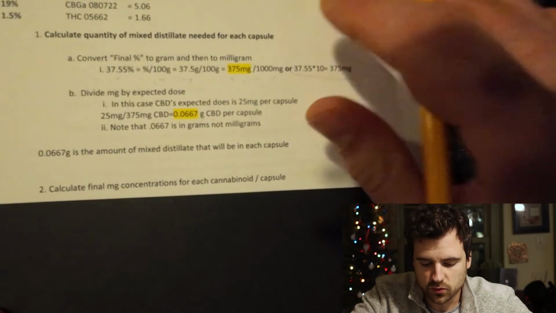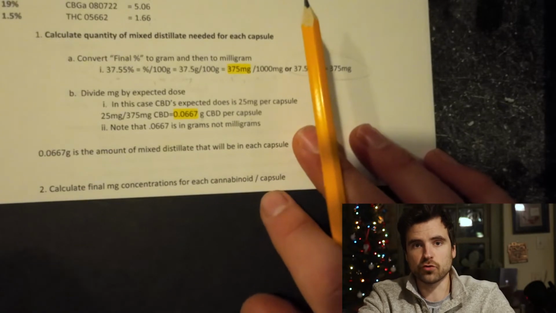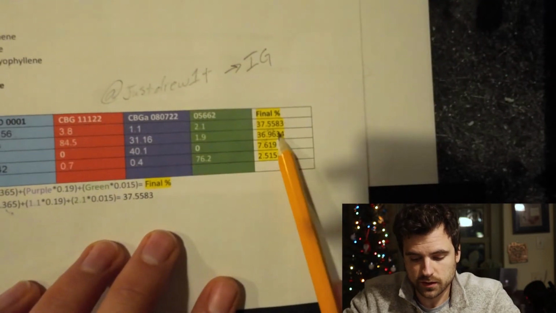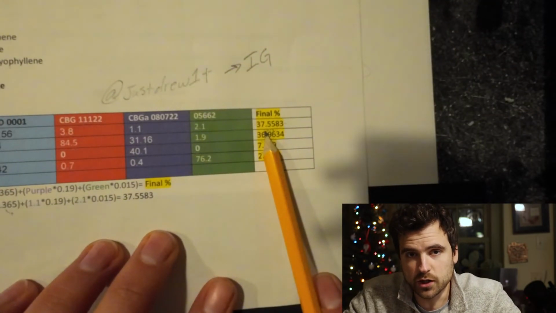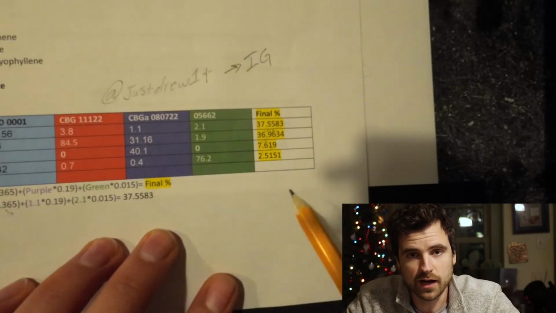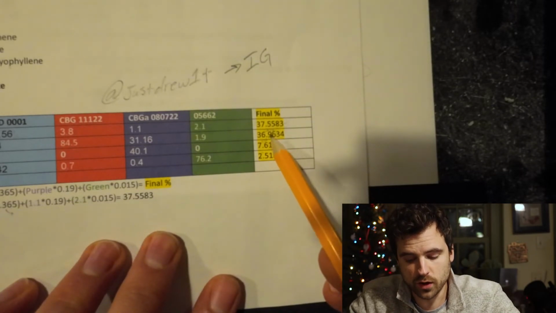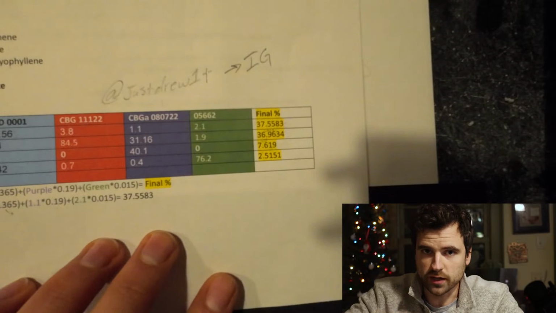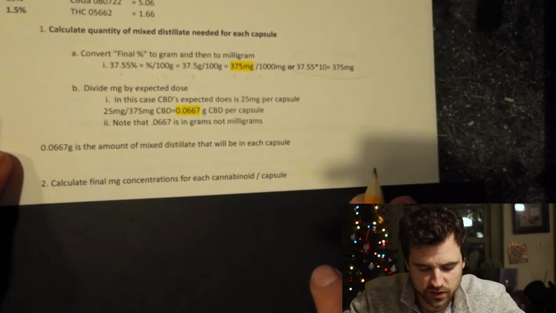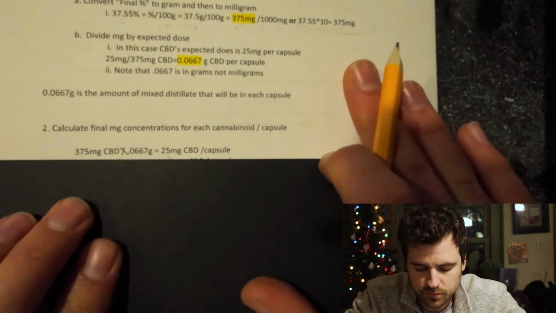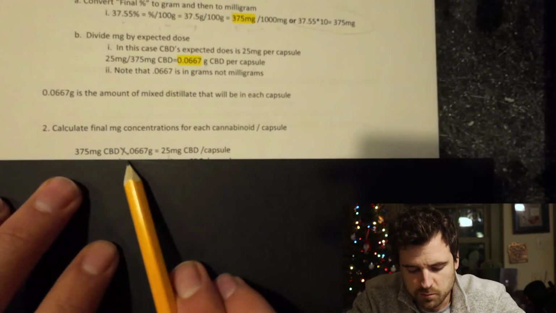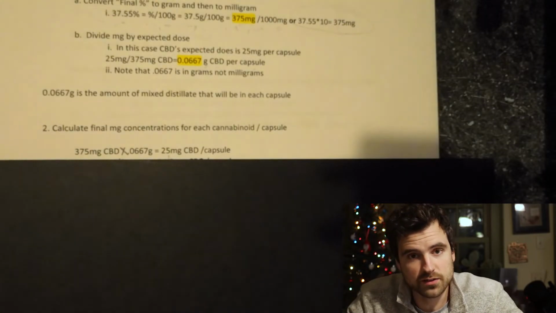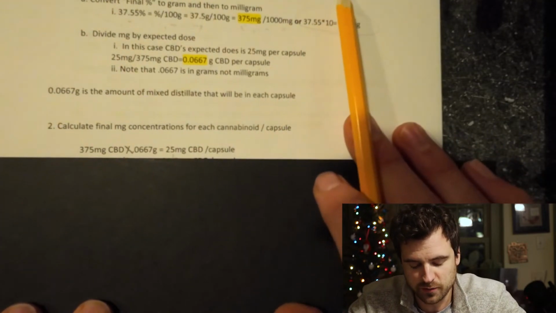Okay, so we need to calculate that for the rest of them. And here's where you're going to do your trial and error, right? So you'll know the CBD will be correct no matter what. You're dividing by 25. Your CBD will be correct no matter what. It's the following cannabinoids that may be completely off in your guesswork. So here's how we do that. We take 375 and multiply it by 0.0667. That creates 25 milligrams. Obviously, we knew it was going to be 25 milligrams.